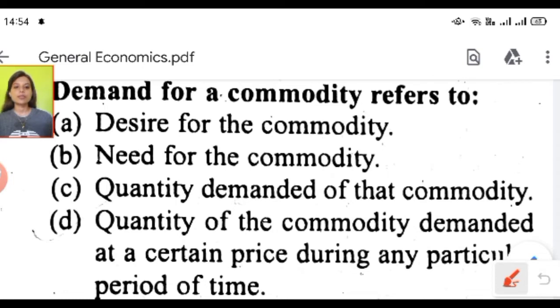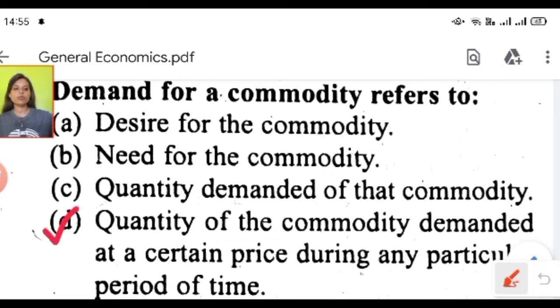First question says, demand for a commodity refers to. Now, what do you understand by demand for a commodity? Demand for a commodity refers to the quantity of a commodity which is demanded, that the consumers are willing and are able to purchase at a certain price during any particular period of time. That is demand for a commodity. So the correct answer over here would be number D.